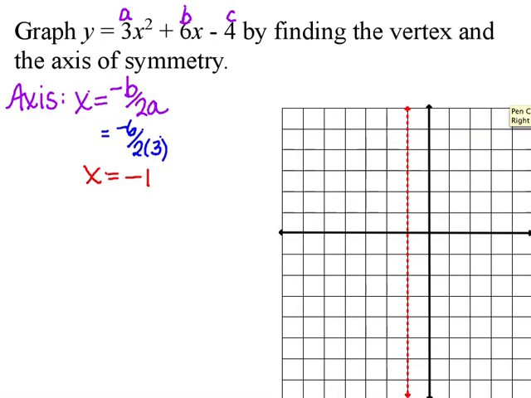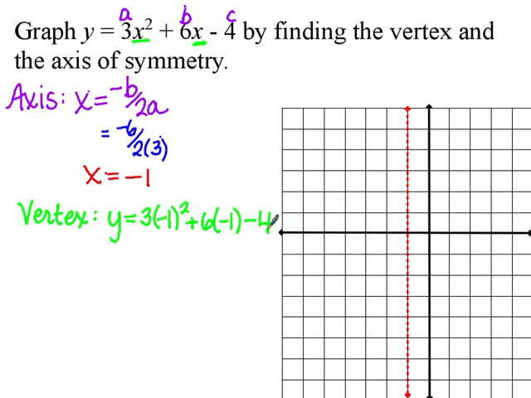What do you find next? The vertex. So how do I find the vertex? Plug in -1 where? And the x right up here. Plug in -1, so I get y to equal 3 times negative 1 squared plus 6 times negative 1 minus 4.